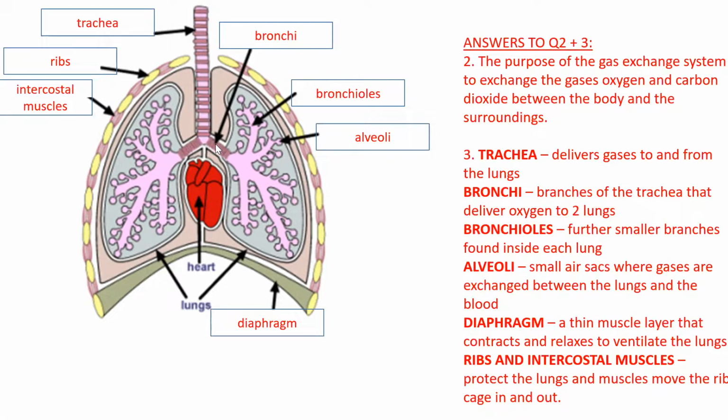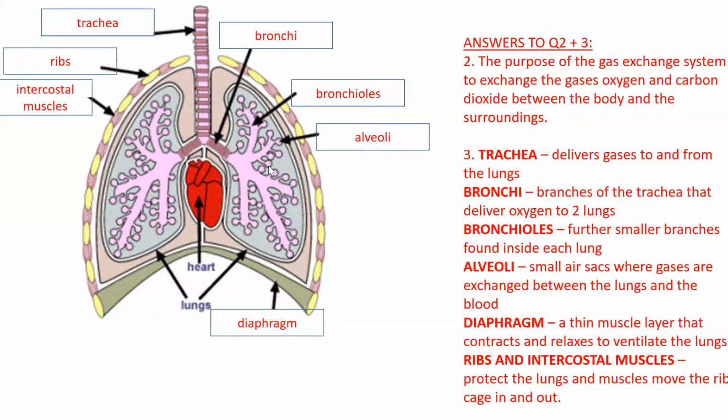Bronchi, so branches of the trachea that deliver oxygen to two lungs. Bronchioles, these are these bits, further small branches found inside each lung. I always remember at school we had to label this. It's a really good thing to learn about. When you get to GCSE, you'll be examined on it. I know we did it at Key Stage 3, labeling all these things. Bronchi and bronchioles, the further small branches, kind of look like a tree, don't they?